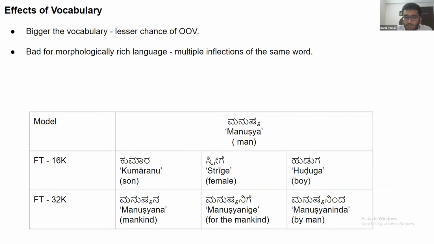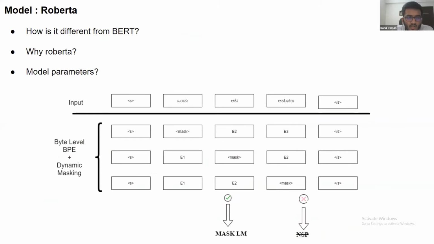Now moving on, we shifted up to the deep neural networks. Initially we were planning to go with the BERT model, but it turned out that BERT had been undertrained, as claimed by the RoBERTa paper.